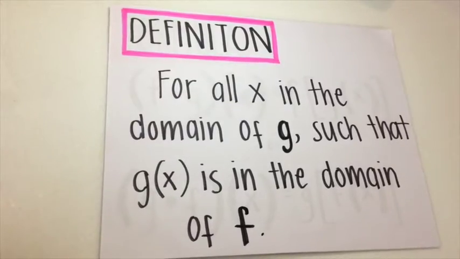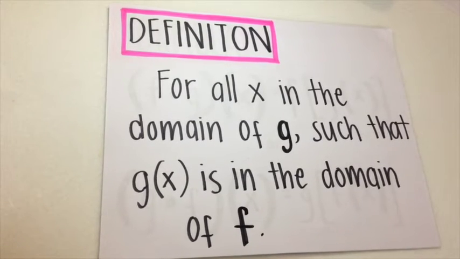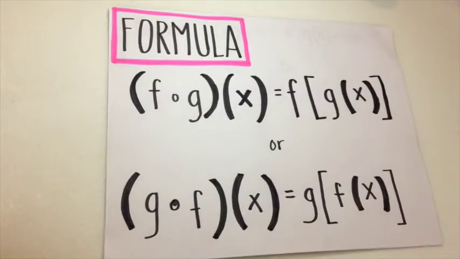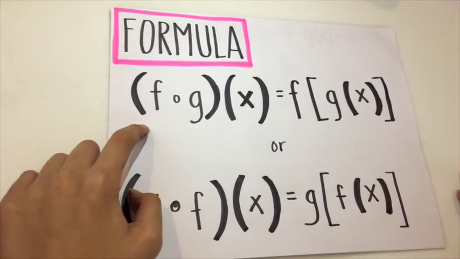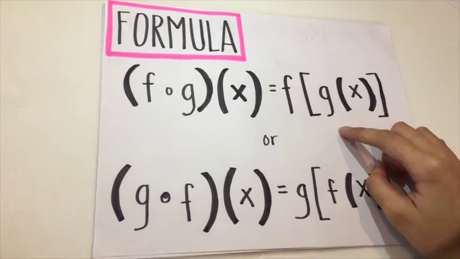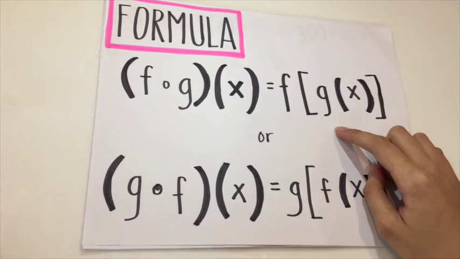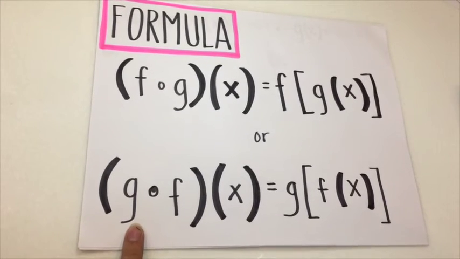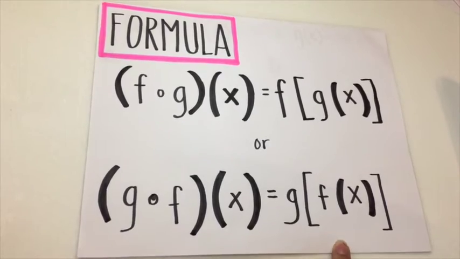Composition of functions means that for all x in the domain of g, such that g of x is in the domain of f, this is the basic formula. This means f composed with g, and this means that g of x is an input for f. Similarly, this means that g is composed with f, and this indicates that f of x is an input for g.